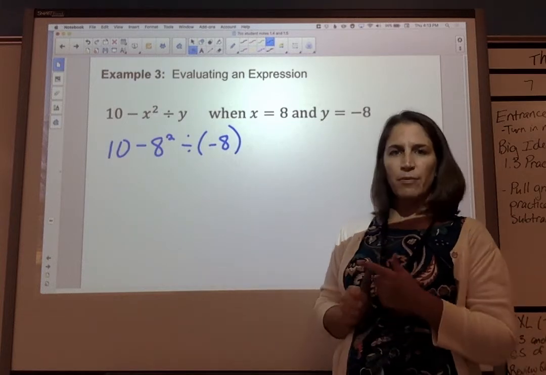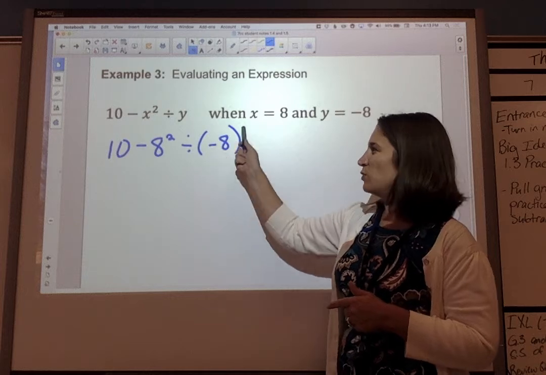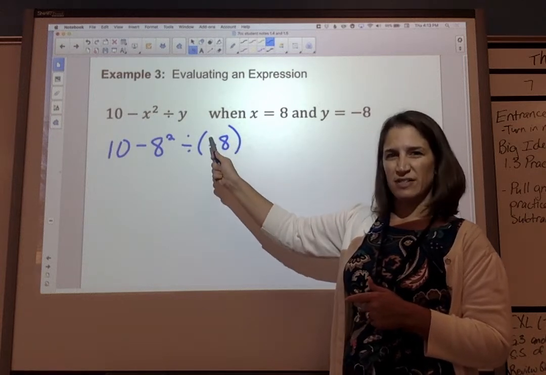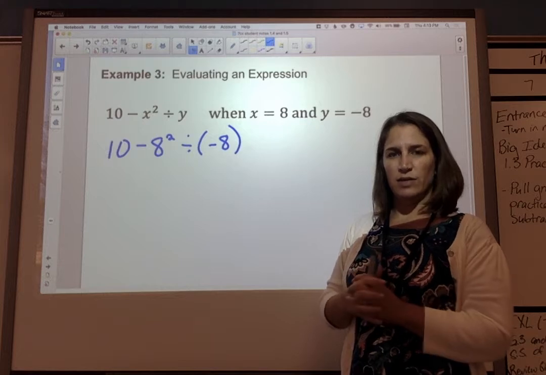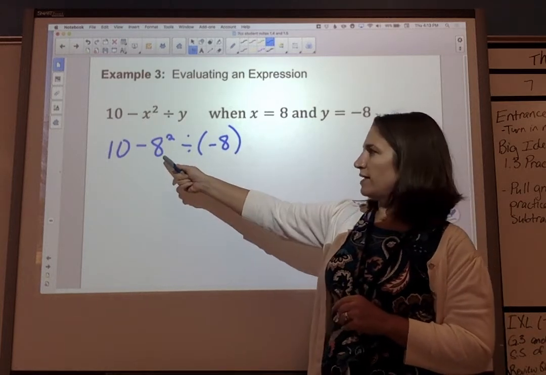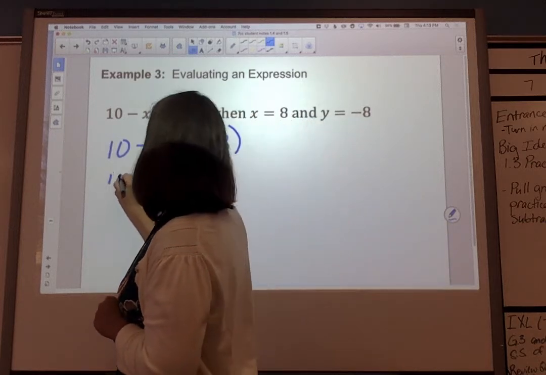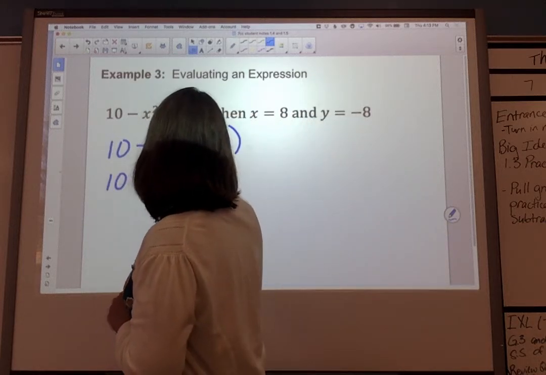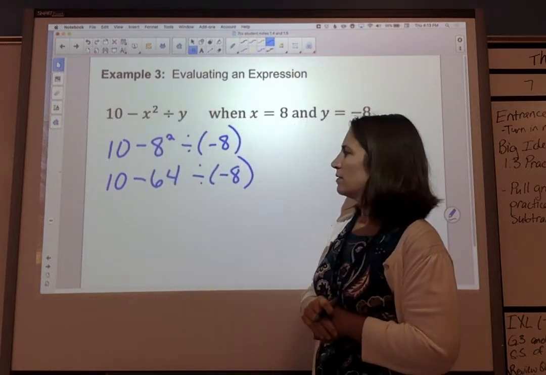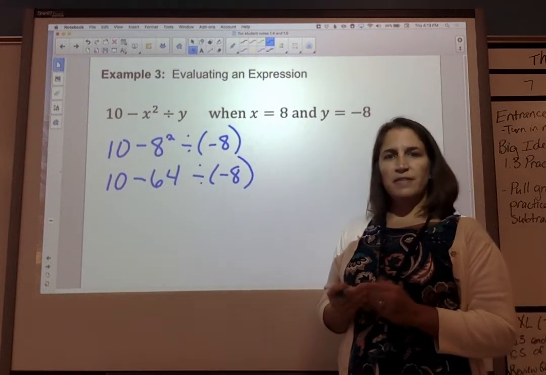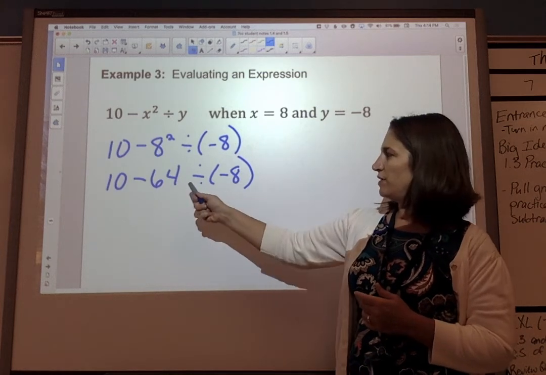All right, now order of operations, PEMDAS, says parentheses first. There's nothing to evaluate within these parentheses. These are just parentheses to keep the negative sign with that 8, so we know it's a negative integer. So next is exponents. So we're going to do 8 squared is 64. So we've done our parentheses and exponents. Now we have our multiplication and division. So we're going to do our division next.